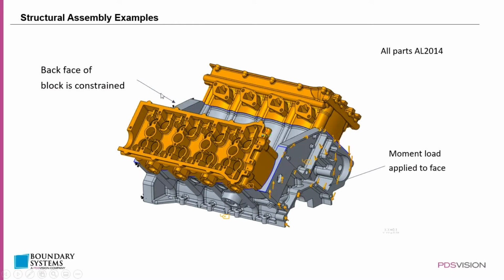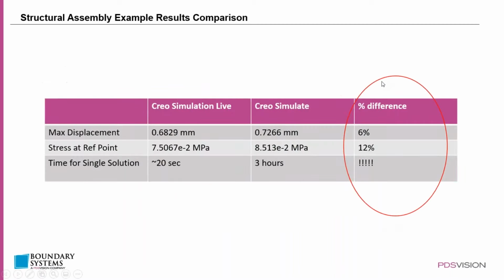The next example I want to talk about that really shows the power of Creo Simulation Live is a very large or complex assembly. So I have a very simple test case set up here. We have the back face of this engine block fixed. We have a moment load coming on this face, and all parts are aluminum 2014 material-wise.